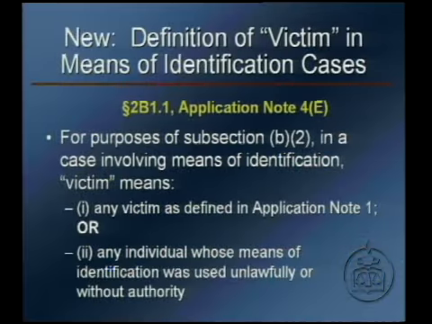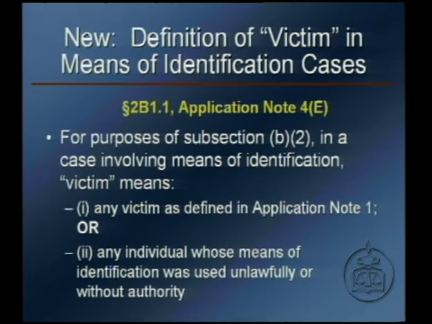Now, effective November 1st, 2009, we have an additional criteria in this definition of victim, and this applies in cases involving means of identification. Not only is a victim any person who sustained any part of the actual loss, or any individual who sustained bodily injury as a result of the offense, but for cases involving means of identification, any individual whose means of identification was used unlawfully or without authority is also considered to be a victim for the purposes of specific offense characteristic B2.